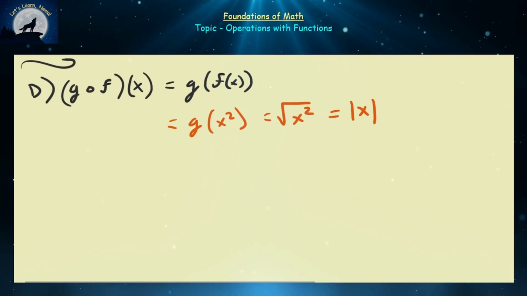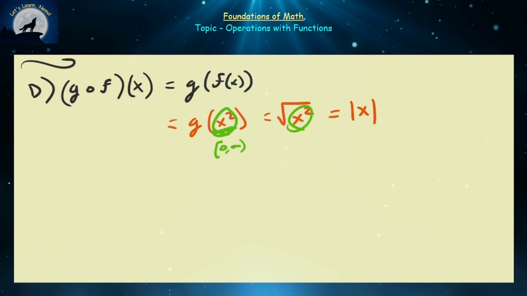So x squared is defined for all real values of x, so we have no issues here. But the output of x squared is 0 to infinity. So those are going to be equal to the values that we're going to allow to be the inputs into this function, right? Because we can't have negative inputs in here, because the square root of a negative value would be undefined, right? So what would that be?